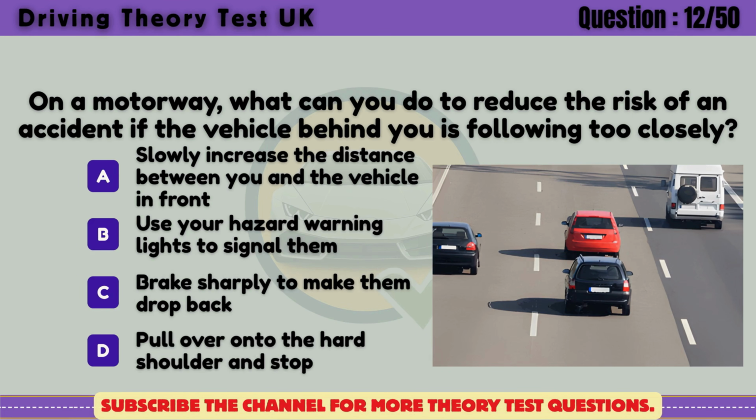Question 12. On a motorway, what can you do to reduce the risk of an accident if the vehicle behind you is following too closely? Option A. Slowly increase the distance between you and the vehicle in front. B. Use your hazard warning lights to signal them. C. Brake sharply to make them drop back. D. Pull over onto the hard shoulder and stop.